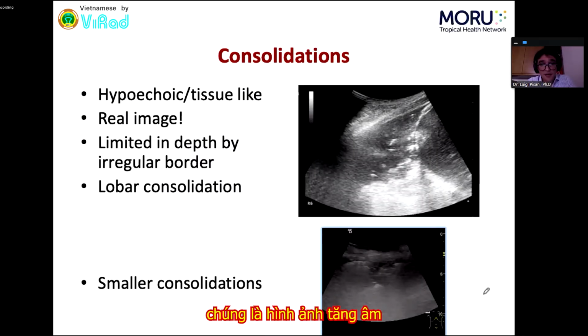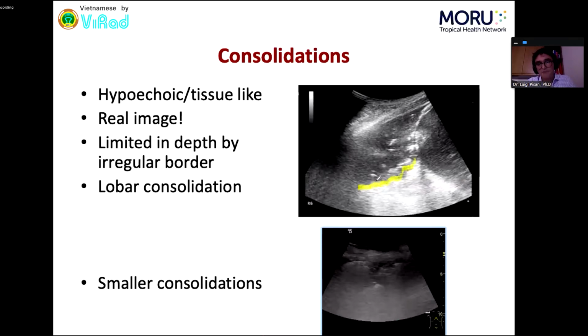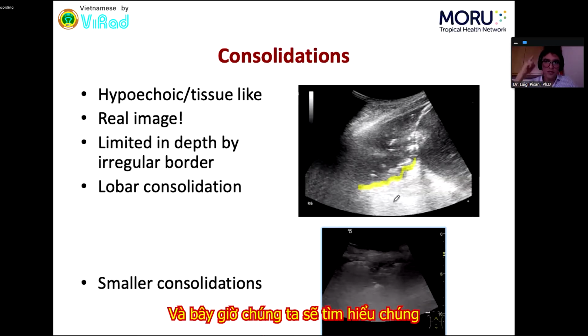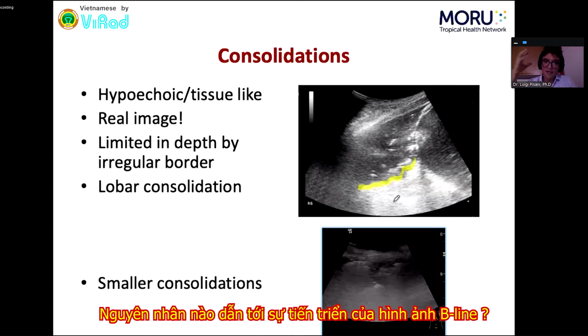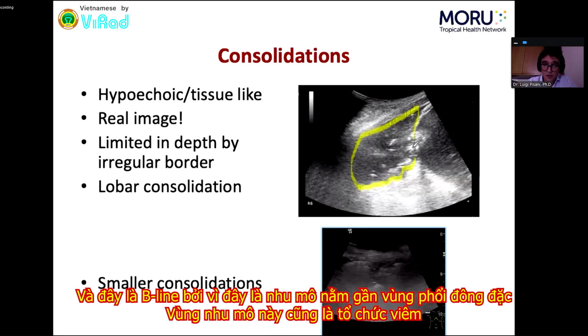Consolidations are hypoechoic, so black images, which have an irregular border in their depth. So why do we have B lines under the consolidation? Now you can understand. Remember why B lines develop: because there is an increased density. This is the consolidation, but these are B lines because the tissue near the consolidation is also inflamed tissue.